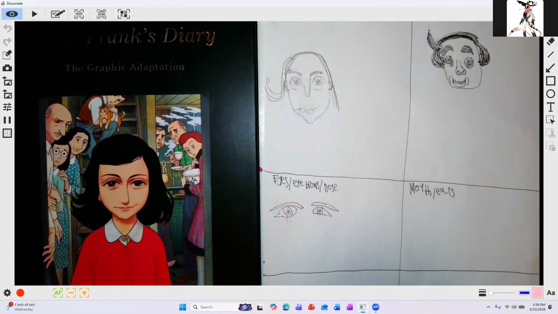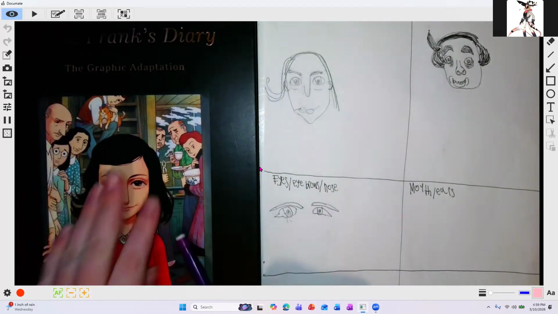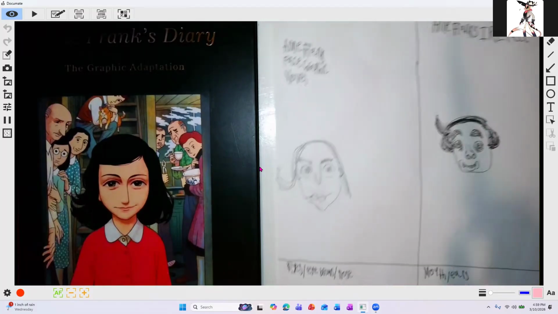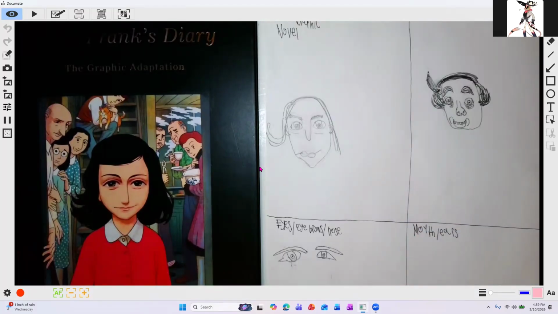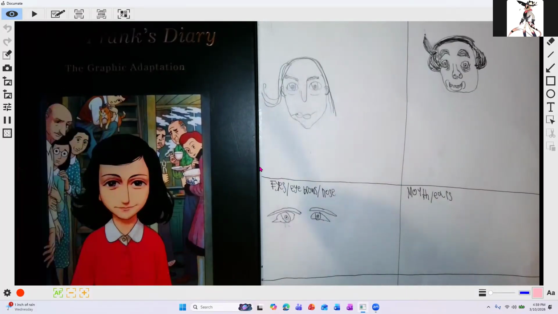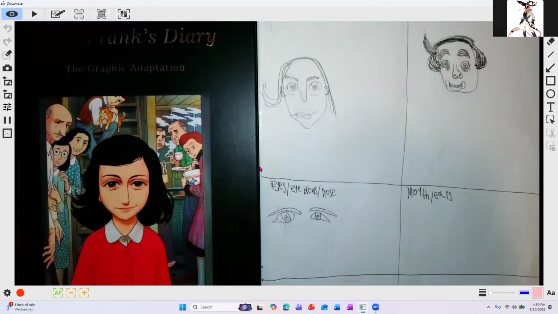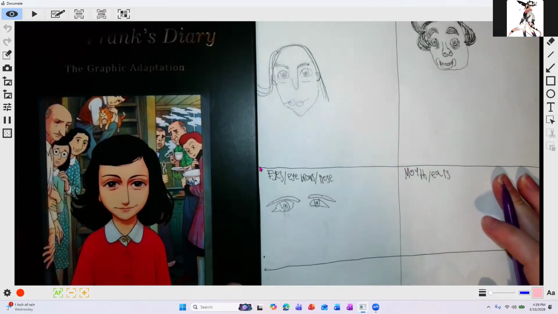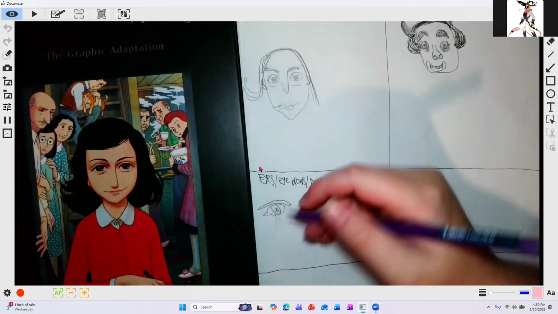Only thing though is Anne's nose doesn't look the same as in the graphic novel. But we're just focusing on the graphic novel because we already got practice yesterday between the two to save time, and because our final project is on the graphic novel. So next is how they portray the nose, which is kind of like that.